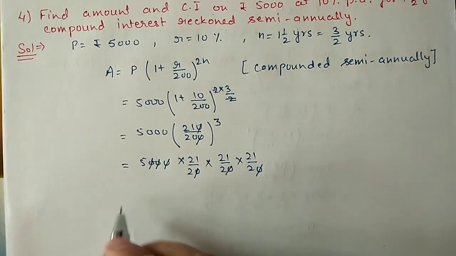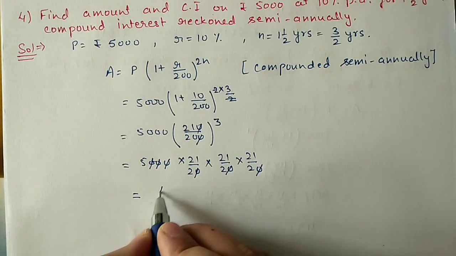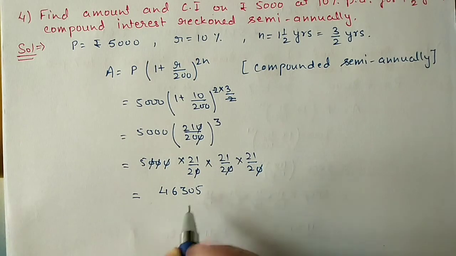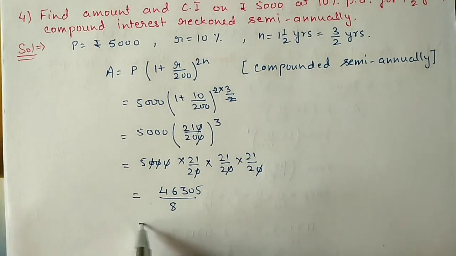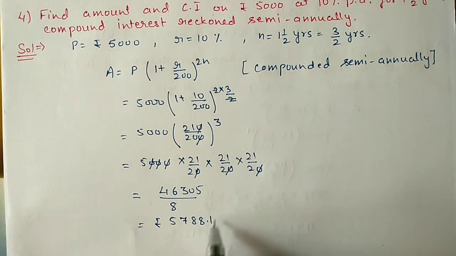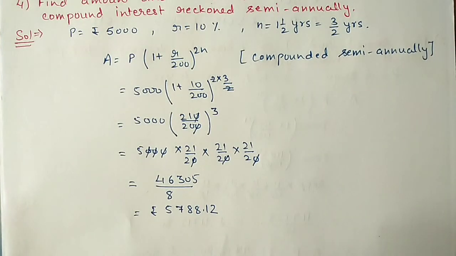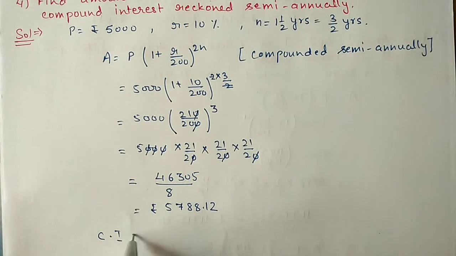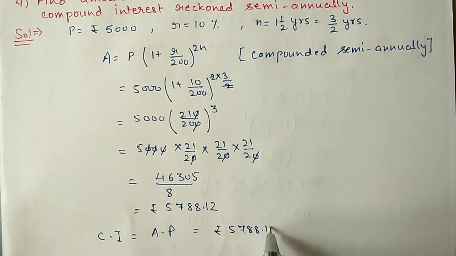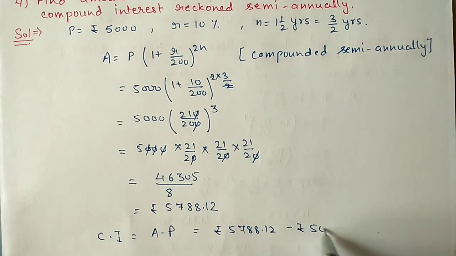Multiply all the numbers in numerator. After multiplication you will get 46305 and denominator 2 into 2 into 2, 8 you will get. Then divide it. After division you will get 5788 rupees 12 paise. We have to find out compound interest also. Compound interest is equal to A minus P, amount minus principal. So 5788 rupees 12 paise minus 5000 rupees, which is equal to 788 rupees 12 paise.